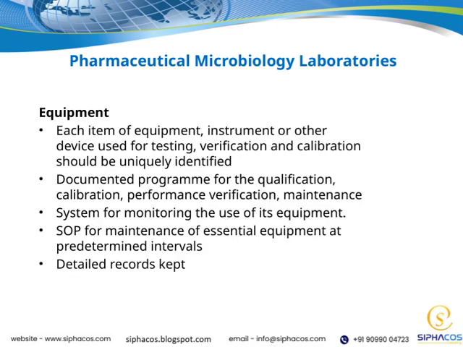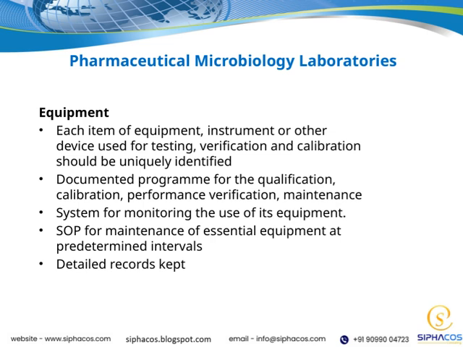When it comes to equipment in pharmaceutical microbiology laboratories, it's crucial that each item, whether it's an instrument or any other device used for testing, verification, or calibration, is uniquely identified. This helps us track and manage each piece effectively, ensuring accountability and traceability. We also need to have a documented program in place that covers all aspects of equipment management. This includes qualification, calibration, performance verification, and maintenance. Having a clear, written plan ensures that every step is followed consistently and that the equipment remains reliable and accurate over time.